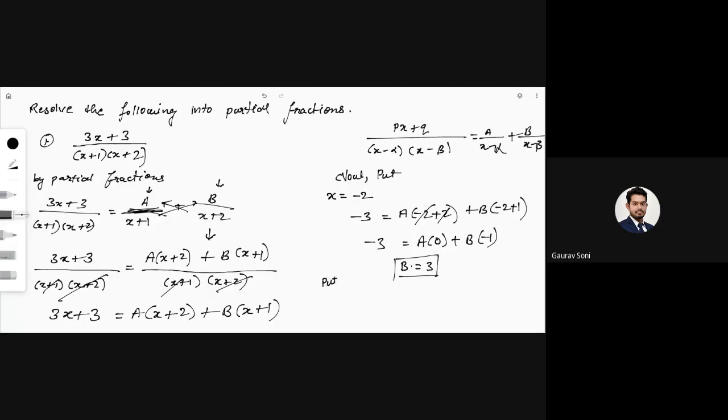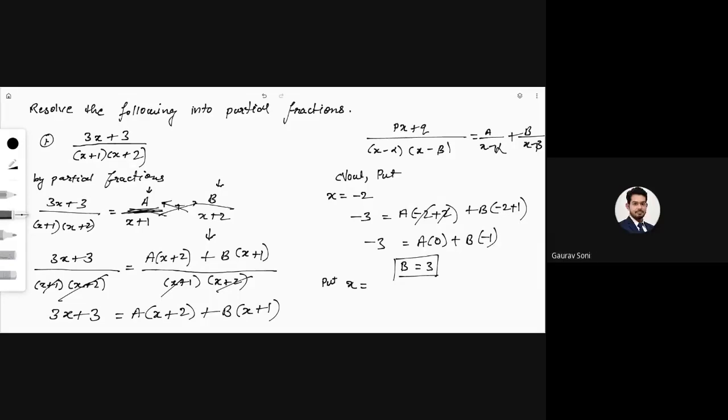To find out the value of a, what value should I put for x? Have you identified the idea by which I got the value of b here? Anyone? Let's talk about this, because partial fraction is not that difficult, so you can speak about it.